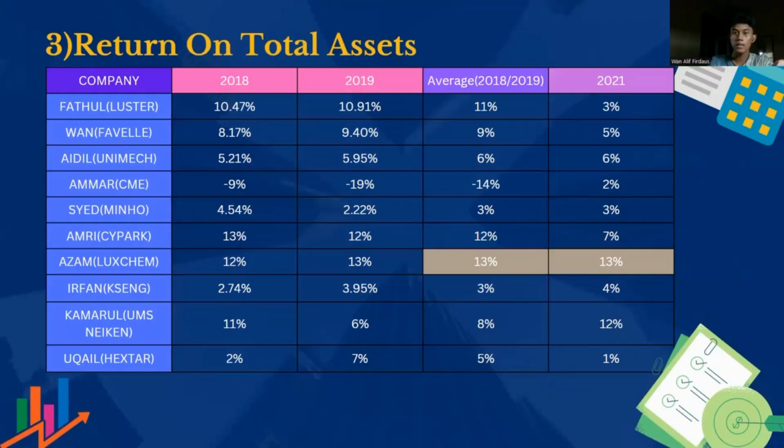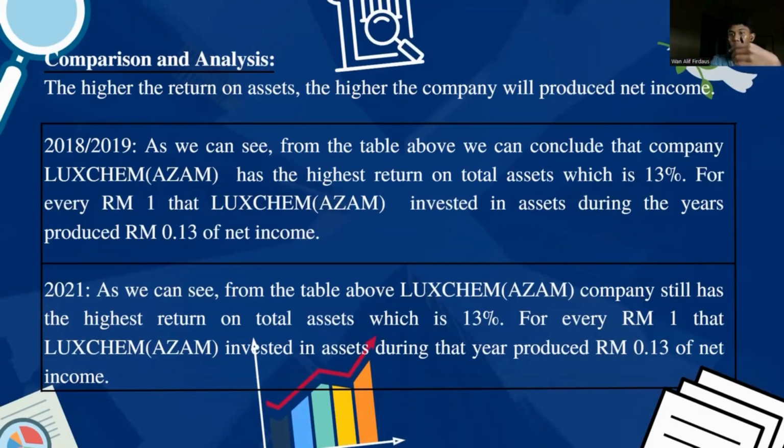In this case, we can see that Lutz-Chem has the highest percentage, and I can conclude that in 2018, 2019, and 2021, Lutz-Chem has the highest return on total assets, which is 13%. So for every 1 ringgit that Lutz-Chem invested in assets during the years, it produced 13 cents of net income. I think that's all from me.